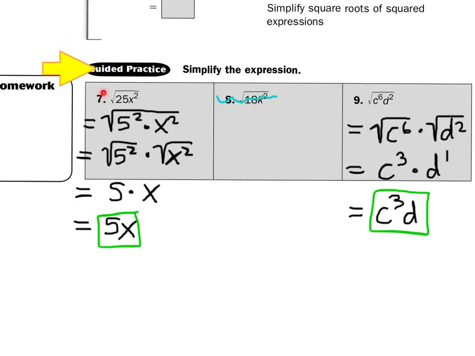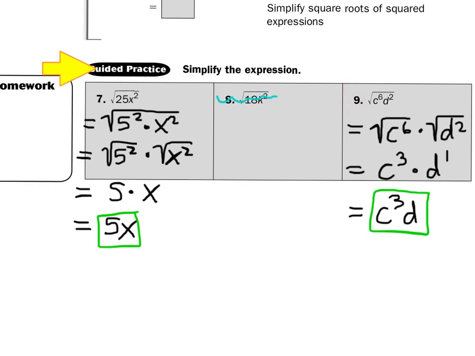Okay, so take a look at number 7. If I have the square root of 25x to the second power, rewrite it as the square root of 5 to the second power times x to the second power. So the square root of 5 to the second power, remember, it chops that power in half, so that becomes 5 to the first power. And then the square root of x to the second power chops that one in half to be x to the first power. Well, 5 times x is just 5x.